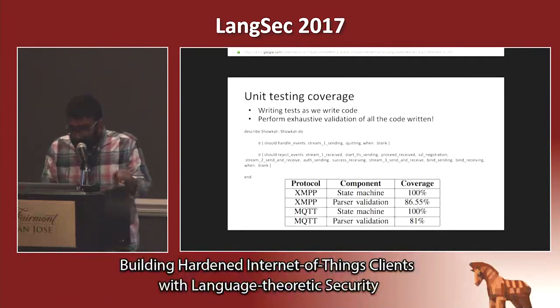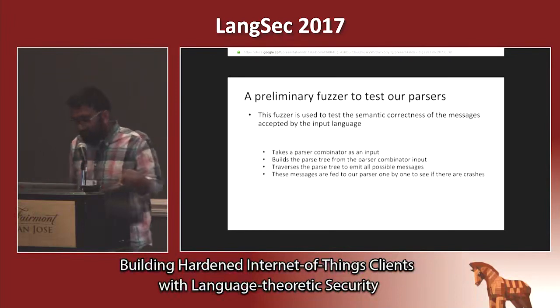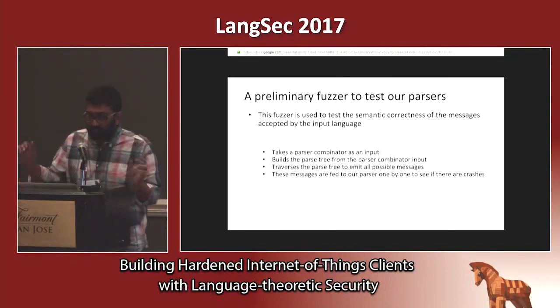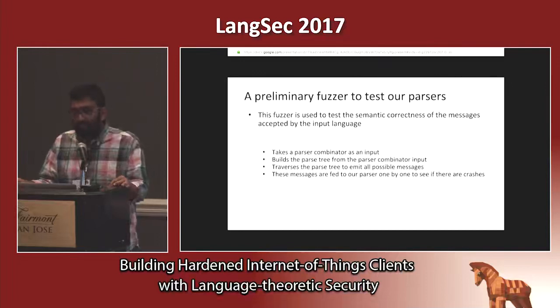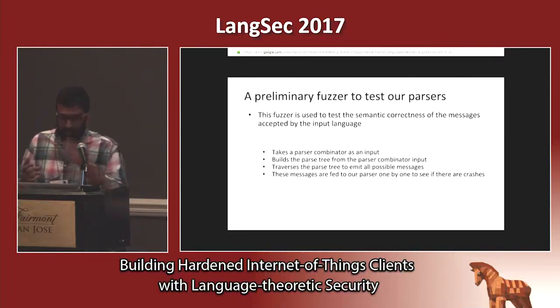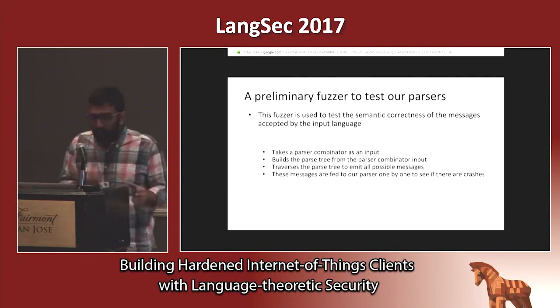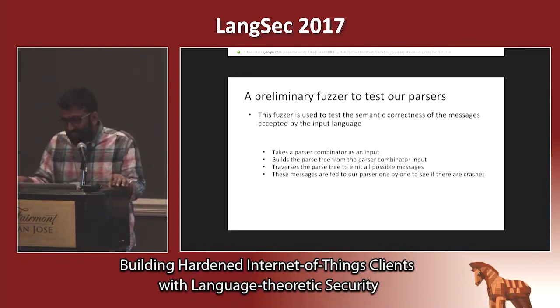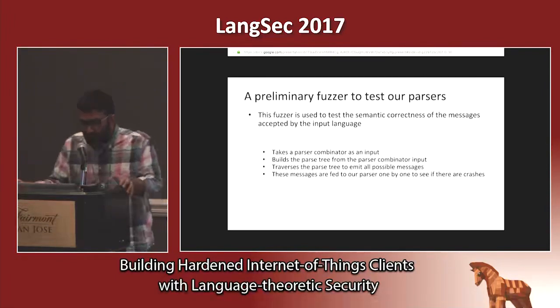Then we started building a simple fuzzer that would generate messages taking our parser combinator object as an input. Since we did it in Ruby, it was a really interesting task for us. I think the developers of Hammer have done a really good job in storing the objects and not garbage collecting it.